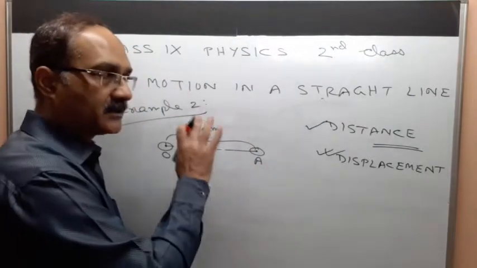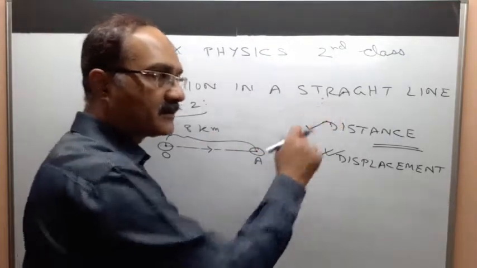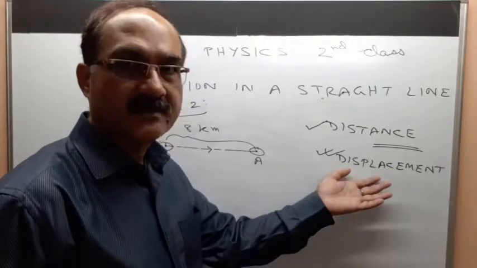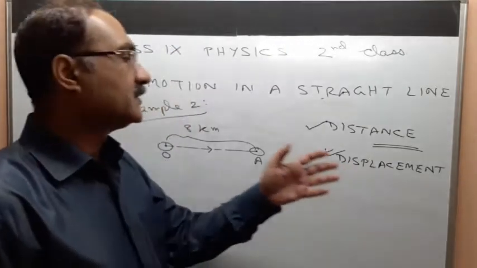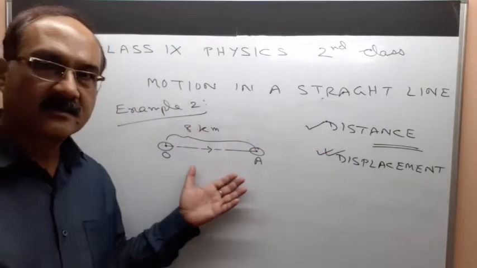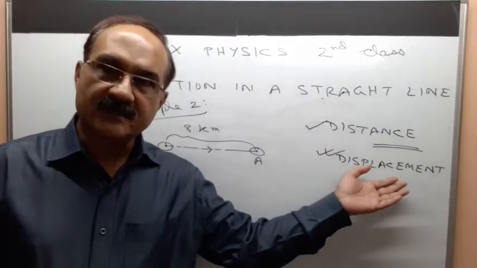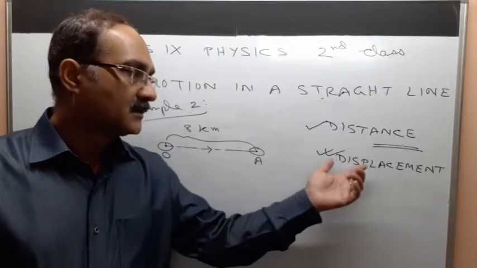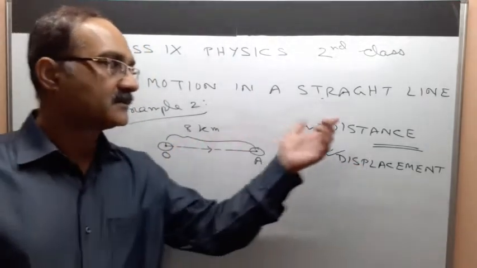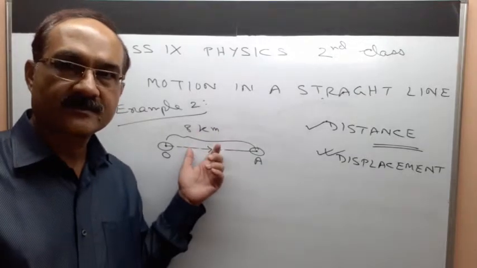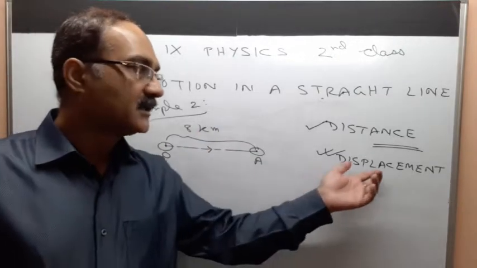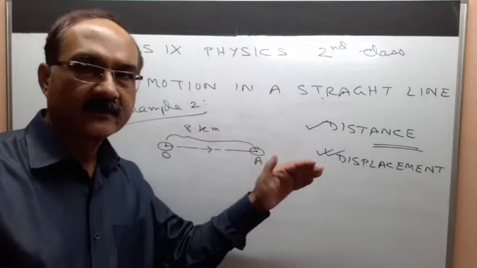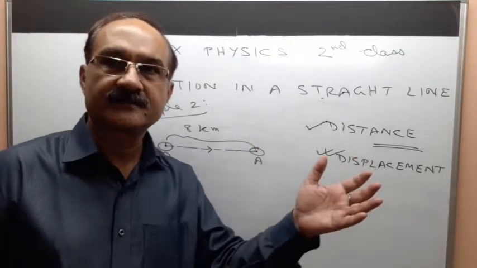Clear? So in this situation, distance traveled is equal to the value of displacement or the magnitude of displacement. Okay? So in simple situations like this, the magnitude of displacement and the distance traveled are equal. Here also it is 8 kilometers. Distance traveled is also 8 kilometers. Only difference is that in displacement we have to say this is 8 kilometers along OA. We have to specify the direction.